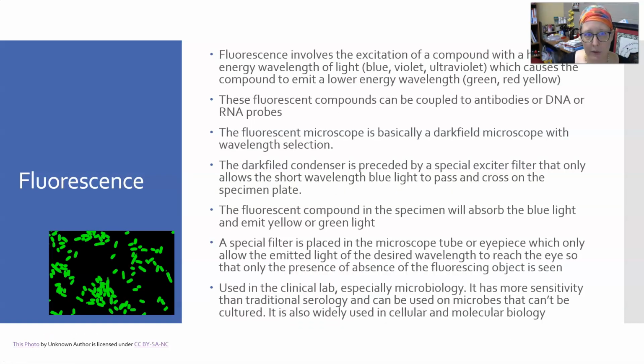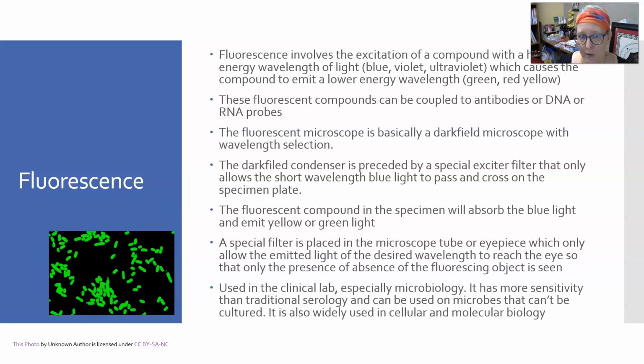Next, we have the fluorescence microscope. So fluorescence involves the excitation of a compound with a high energy wavelength of light. So it's usually a blue, violet, or ultraviolet wavelength of light, and then that causes the compound to emit a lower energy wavelength, which is usually a green, red, or a yellow. These fluorescent compounds can be coupled with antibodies or DNA or RNA probes, and so they're used in a lot of immunoassays, but also you can do this in microbiology, tagging antibodies with fluorescent compounds and then using those antibodies to detect specific types of bacteria.